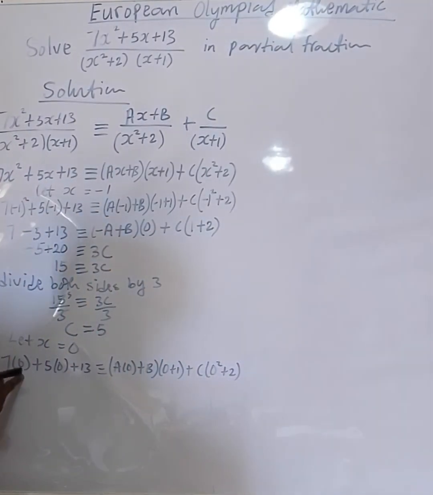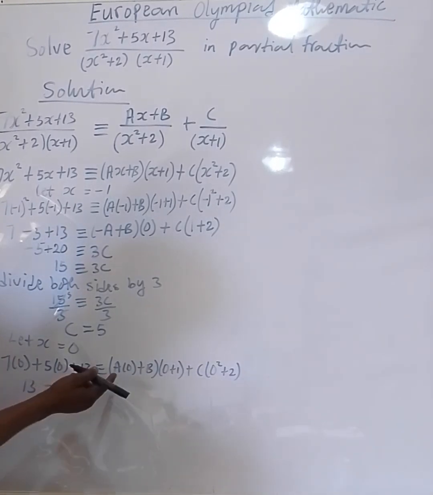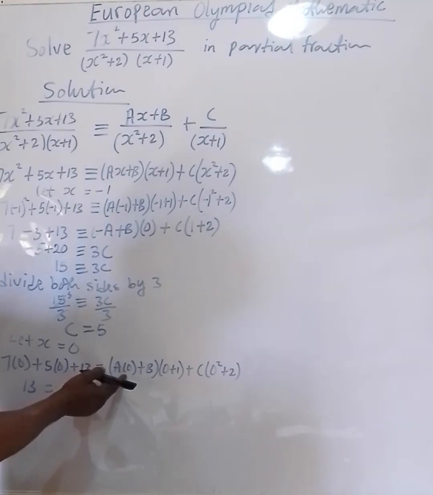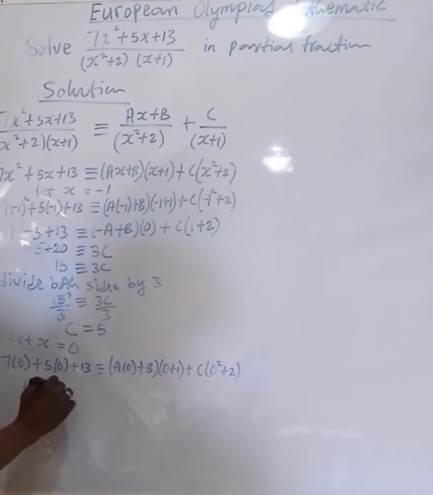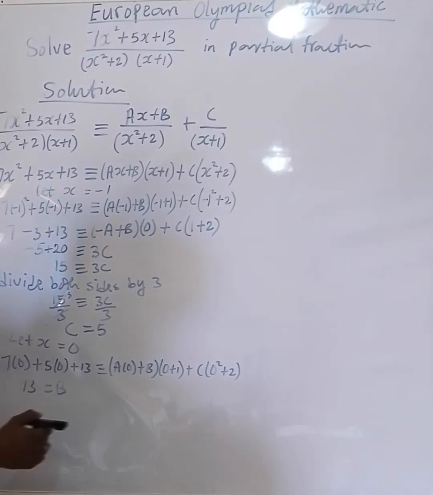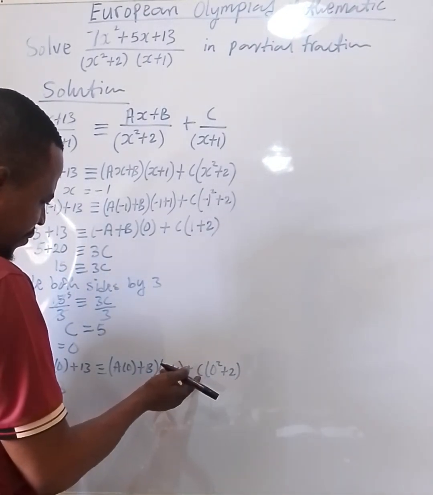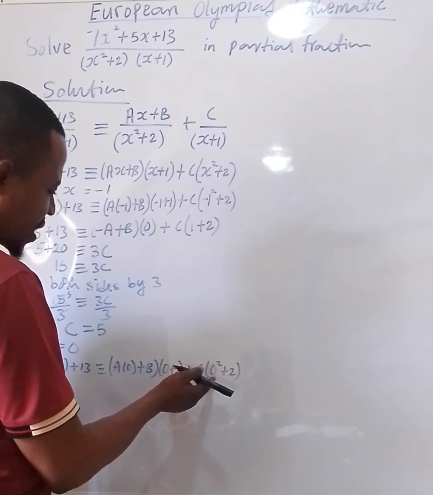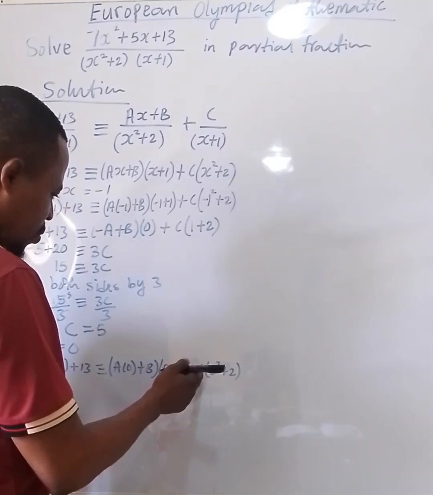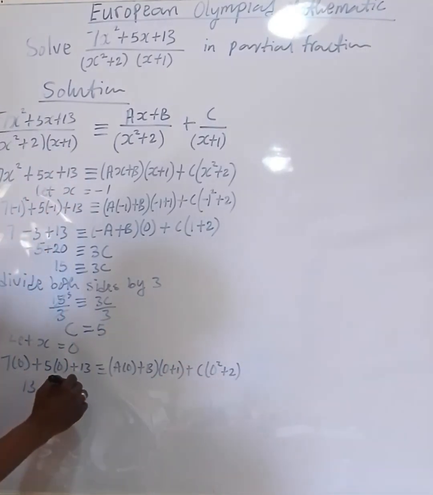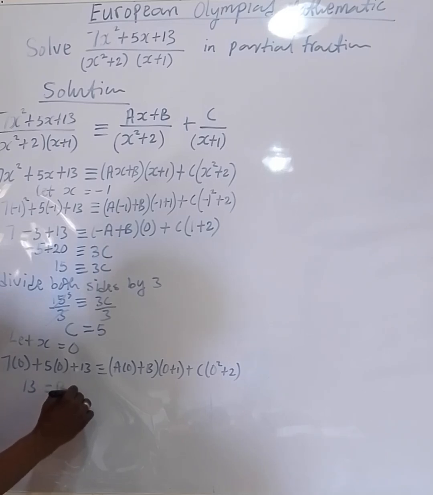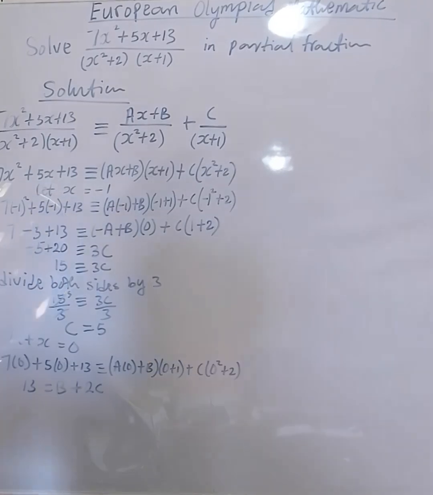So as we have it now, 7 times 0 will give us 0, 5 times 0 will give us 0. We have 13 equals 8 times 0, which is 0, plus b times 1, which will give us b. So here now, c times 0 will give us 0. Are we together? So c times 0 will give us what? 0. Then c times 2 will give us 2c plus 2c. Are we together now?